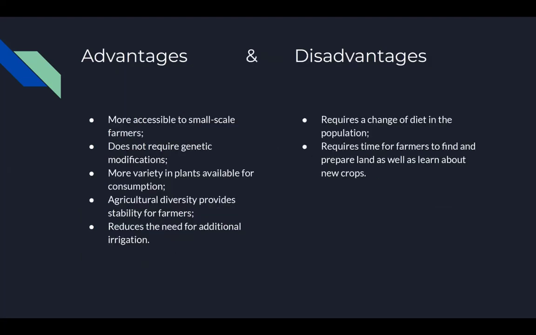Some advantages to this are that it would be more accessible to small-scale farmers. It would not require genetic modifications. It would increase the variety in the plants available for consumption. It would provide more stability for farmers, and it would reduce the need for additional irrigation. It does, however, require a change of diet in the population, and it requires time for farmers to find and prepare land, as well as learn about new crops.